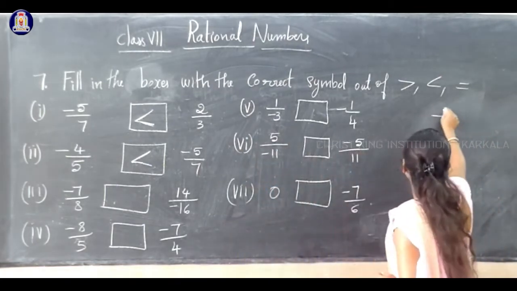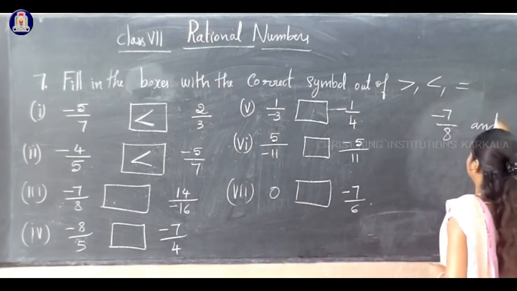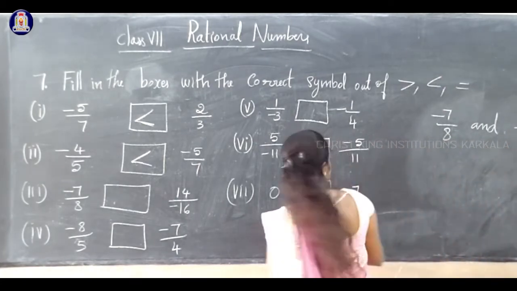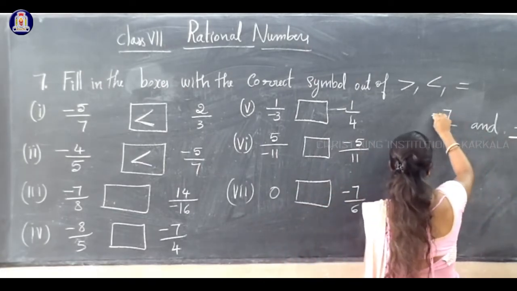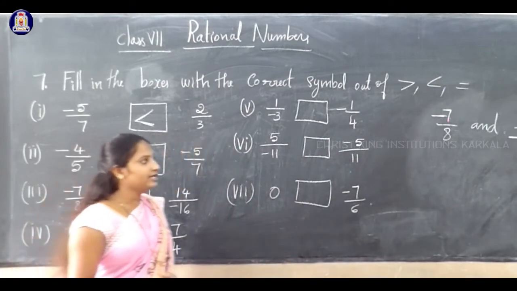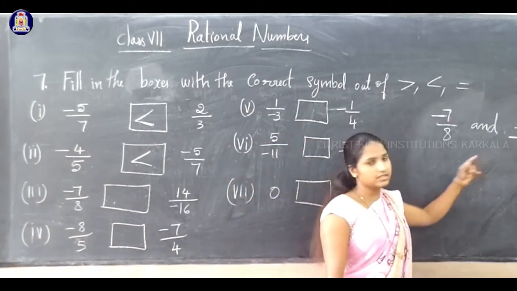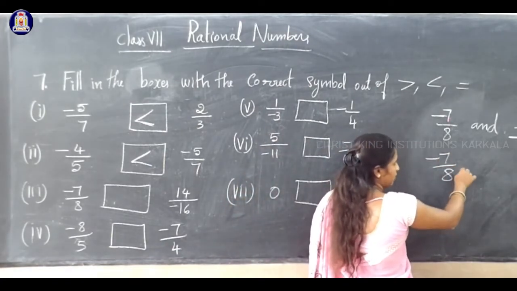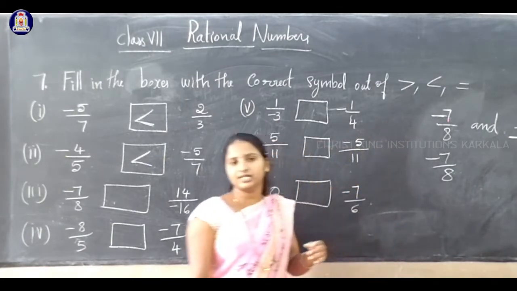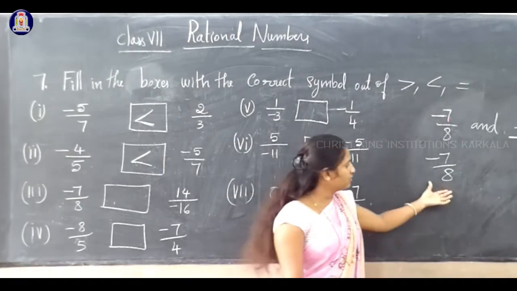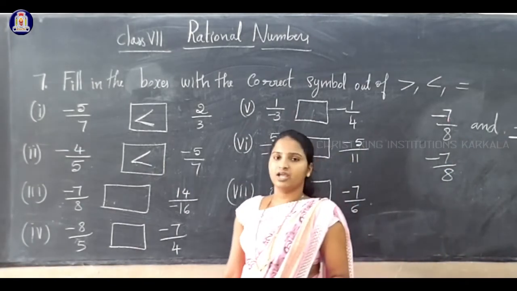See here, minus 7 by 8 and another rational number, 14 by 16. Here the sign is minus in the denominator. So minus 7 by 8 and 14 by minus 16. Because the denominator is different, we cannot say which is greater and which is smaller, isn't it? So what you have to do? First you have to make the same denominator.